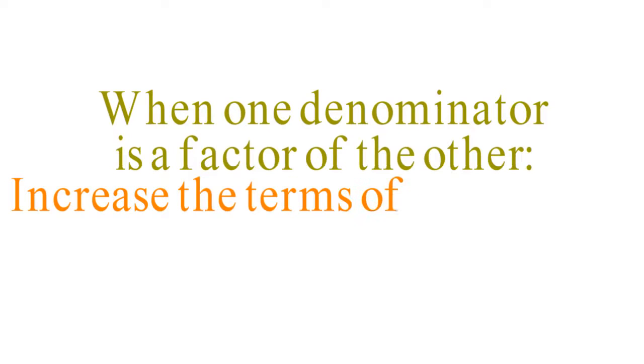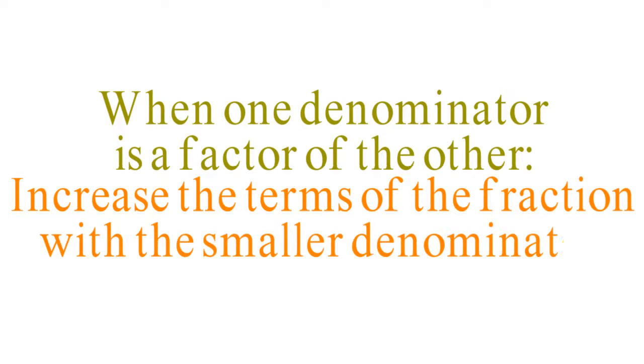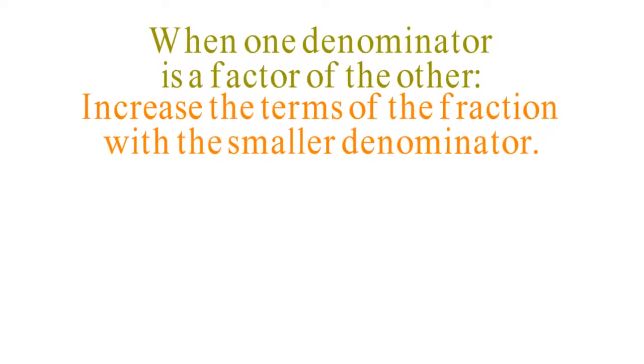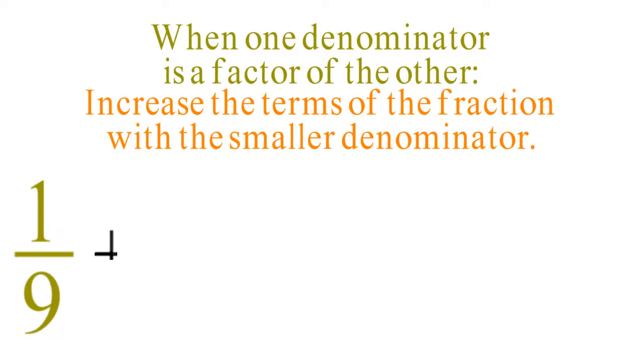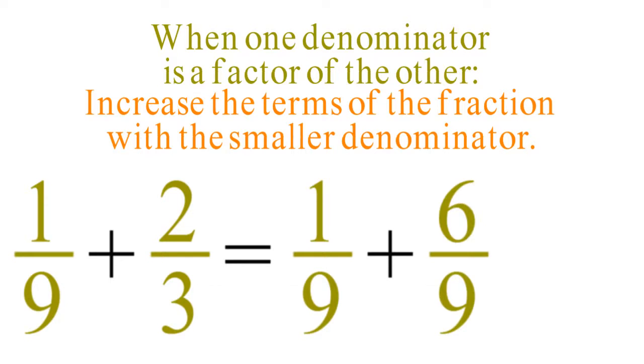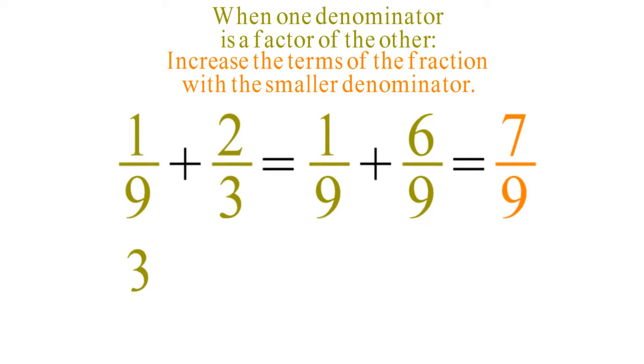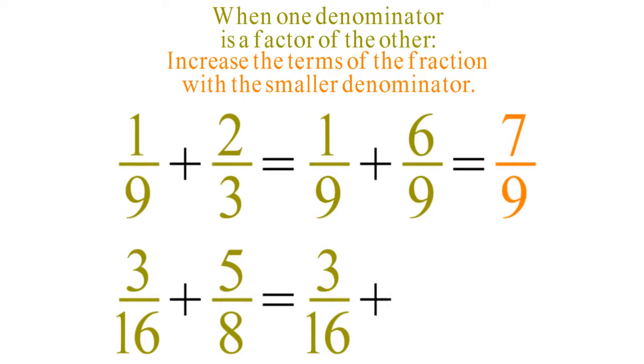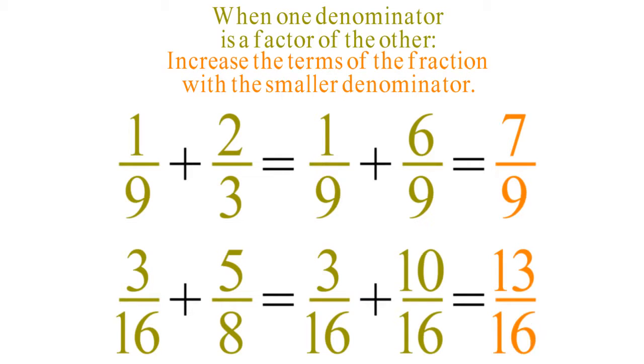And 4/13 plus 8/13 equals 12/13. To add a pair of fractions in which one denominator is a factor of the other, make both denominators the same by increasing the terms of the fraction with the smaller denominator, and then add. For example, to add 1/9 plus 2/3, increase the terms of 2/3 to 6/9. So the result is 7/9. In a similar way, to add 3/16 plus 5/8, increase the terms of 5/8 to 10/16. So the result is 13/16.